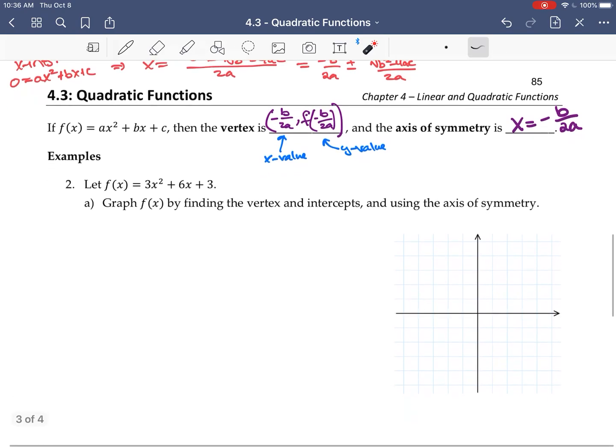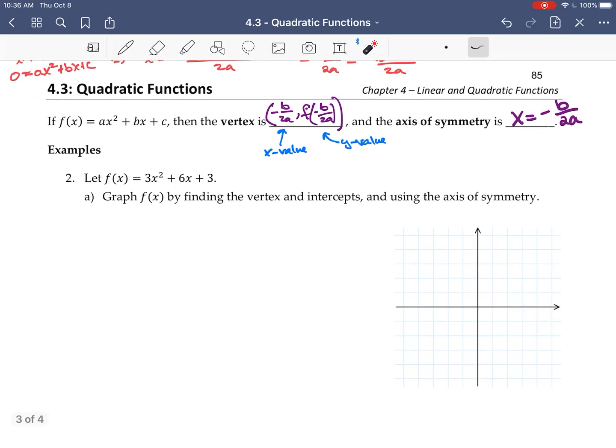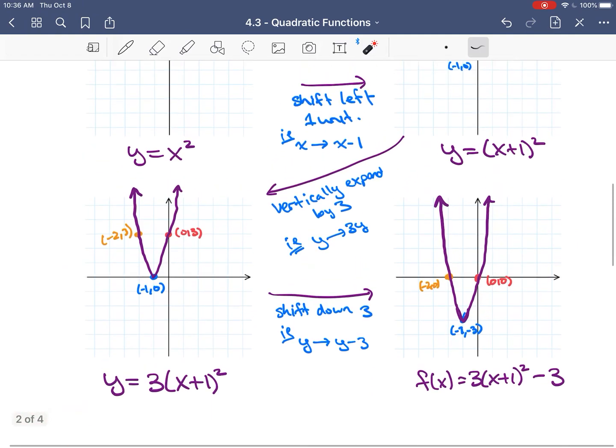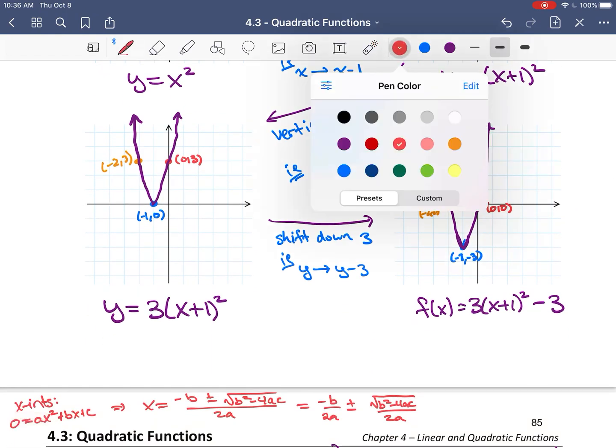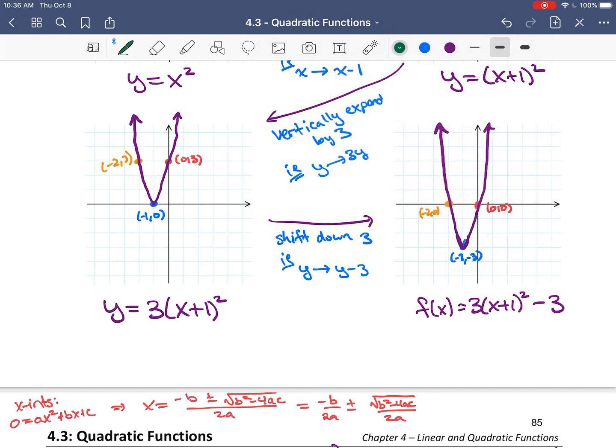Now, let's go back up here actually. Just to check, let's do this in a different color. So check down there. If we look at this, this is the axis of symmetry here.